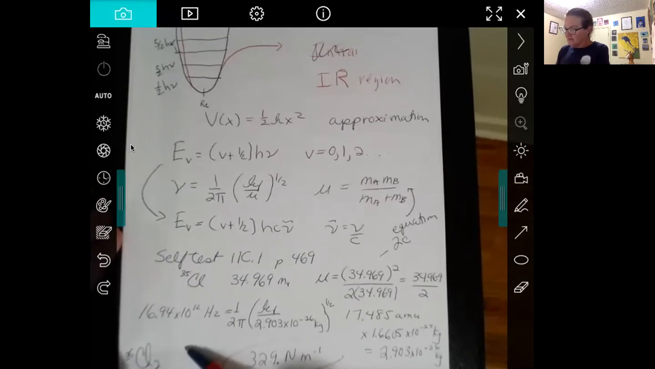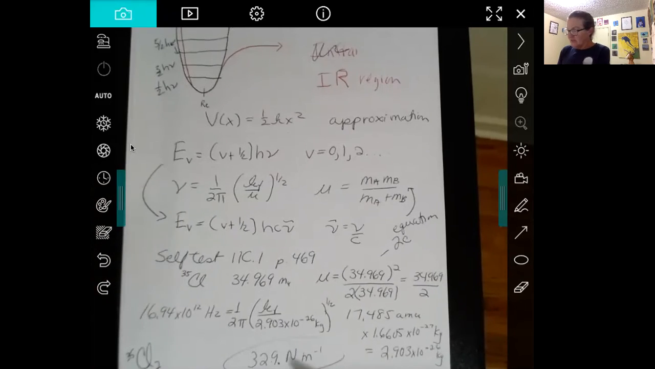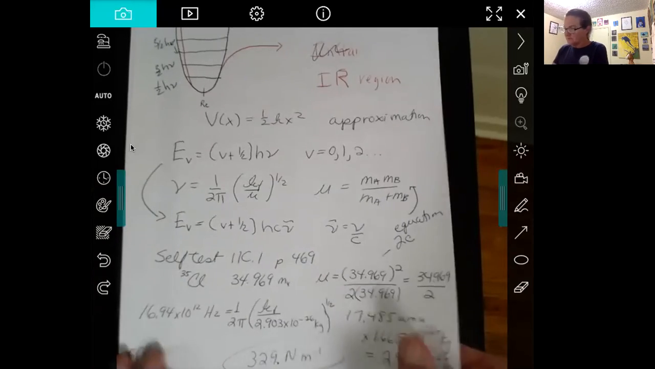So when I plug this in, my frequency they gave me, all I have to do is solve for Kf, the force constant. If I do everything in SI units, I end up with 329 newtons per meter for the force constant.